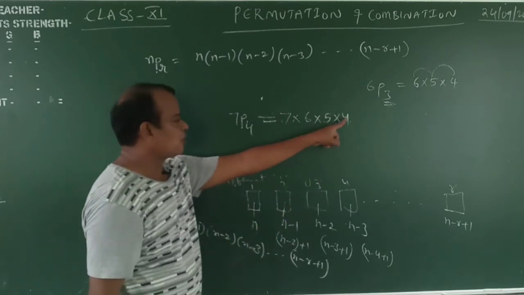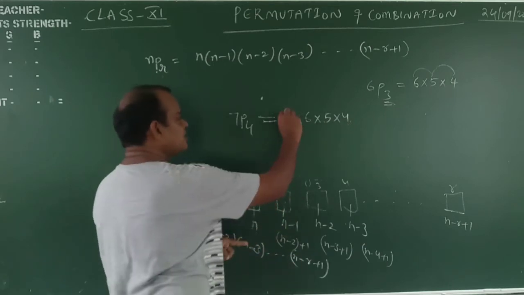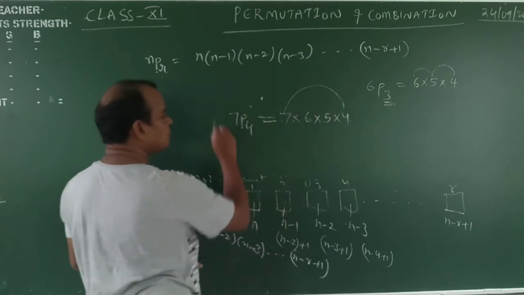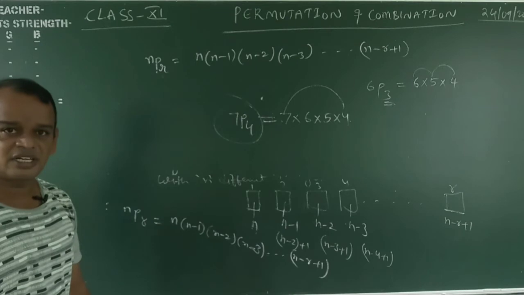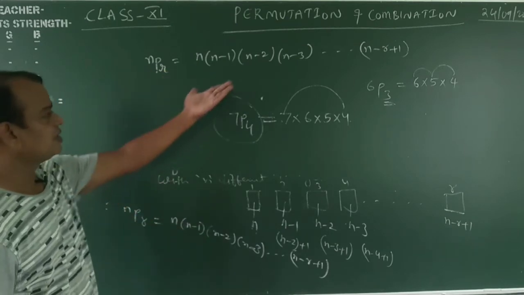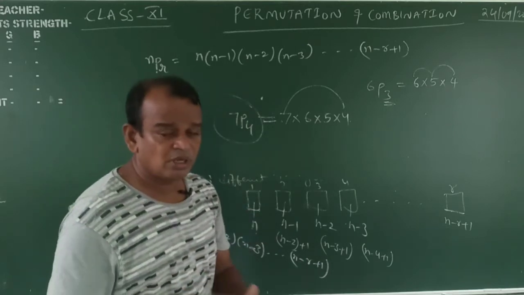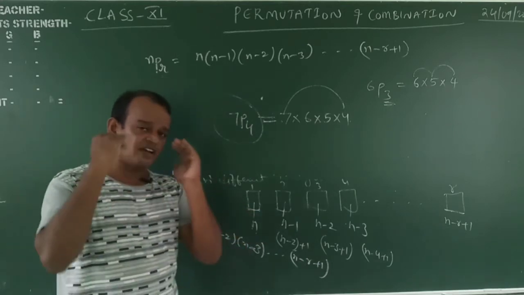7, 6, 5, 4. All are consecutive, 100%. How many are there? 4 continuous factors. Starting with this one, ending with this one. This is 7P4. I hope that you understood. That's the nPr formula: nPr equals n into n minus 1, and so on, a continued product of r factors.